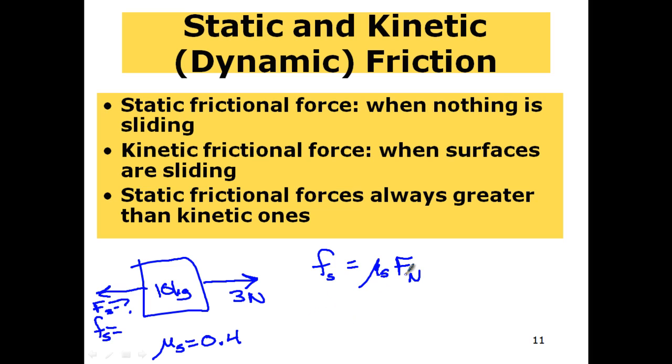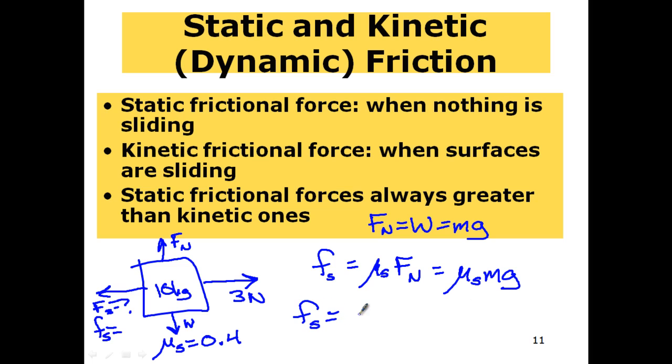So to find this, we need to find f sub n. And remember, force normal, they have weight going down, normal force going up. So the normal force equals weight, which equals mass times gravity. So we have mu sub s times m times g. So we plug in our numbers, 0.4, mass is 10. Gravity, I'm using blackboard gravity, is 10. So we get 100 times 0.4, so we get 40 newtons. So that means I'm going to have to push on this box with 40 newtons in order to get it to move. Well, more than 40.